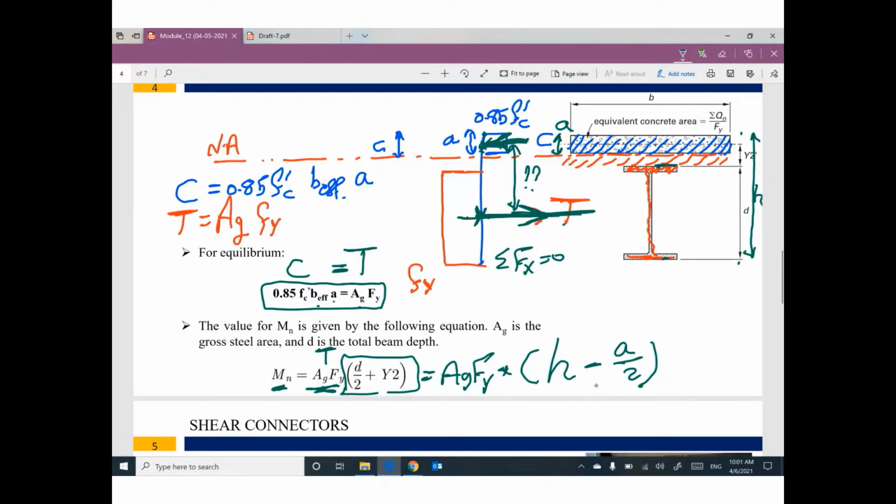Once you get the nominal moment, you can multiply it by phi, phi Mn, and phi equals 0.9. And make sure the design philosophy is that Mu is smaller than or equal to phi Mn.